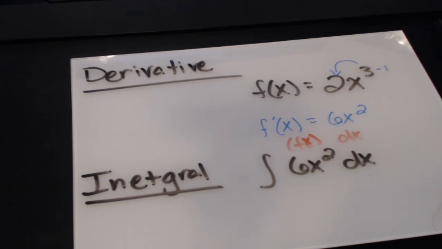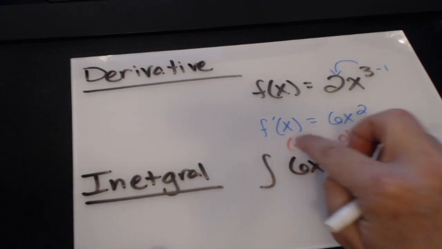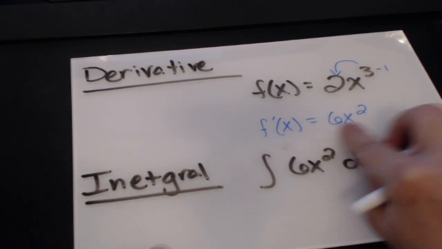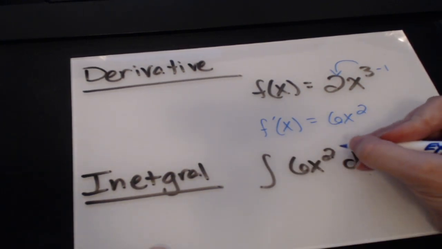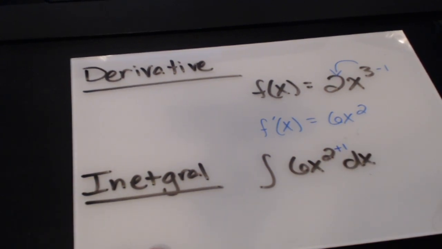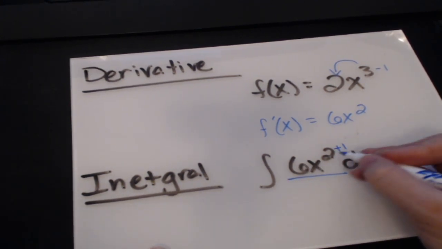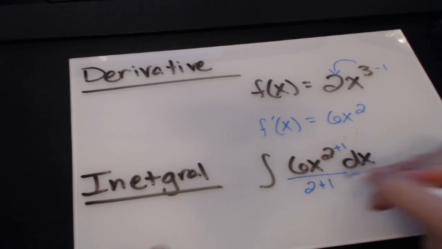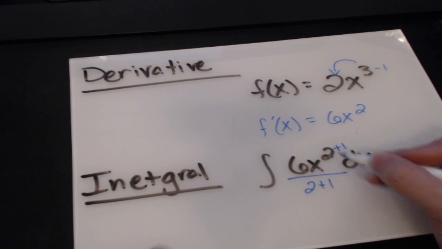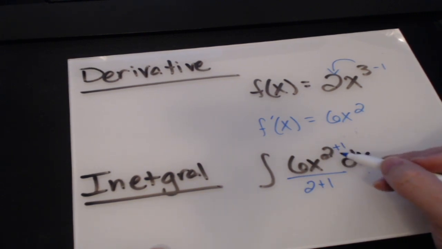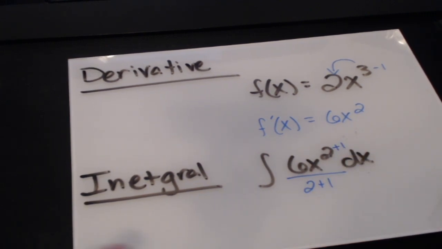So let's talk about what happens when you integrate. Unlike when you're doing a derivative and you subtract, since it's the opposite operation, you add. And then whatever was in that power, that 2 plus 1, goes to the denominator. So you add 1, and whatever that power is now becomes your denominator.